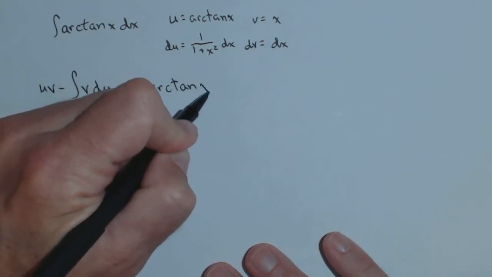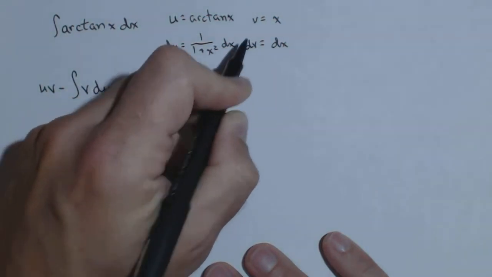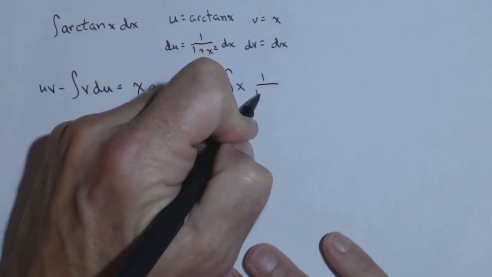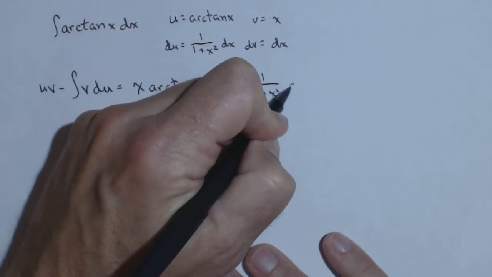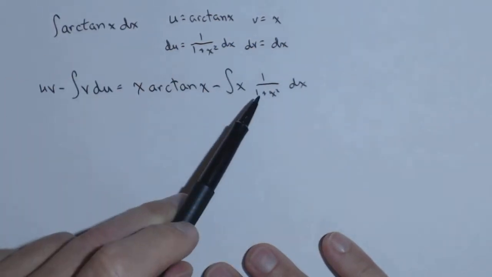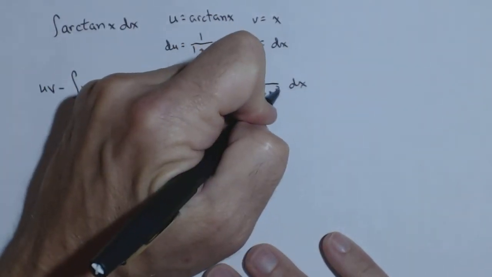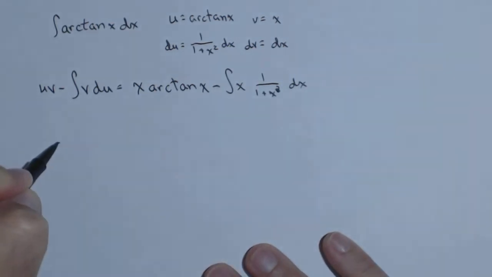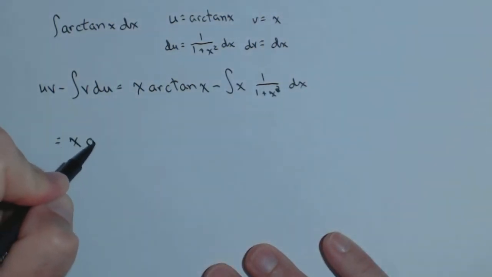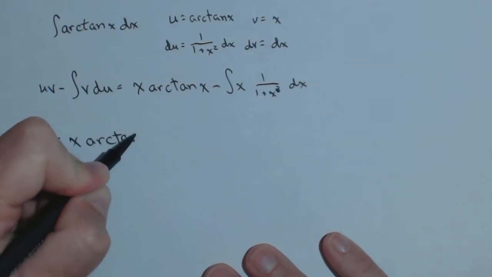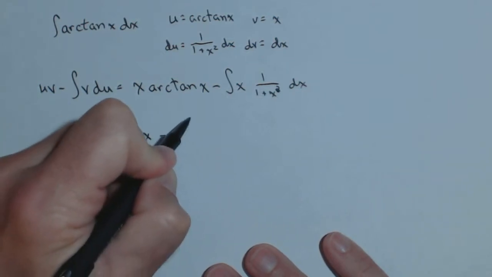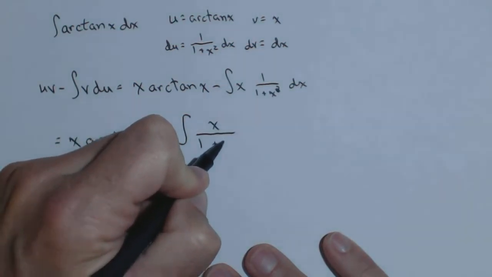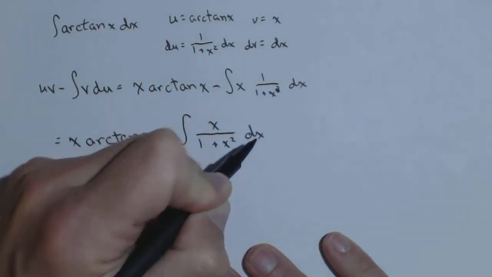of x, minus the integral of v, so x du, times 1 over 1 plus x squared dx. Well, notice what's going to happen here, and sometimes you'll see this one rewritten. So we have the x arctan of x, that is part of our antiderivative and it's already done. This may look a little more familiar if we write it as x over 1 plus x squared dx.